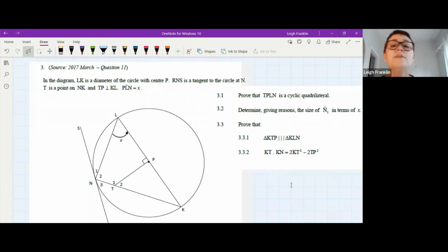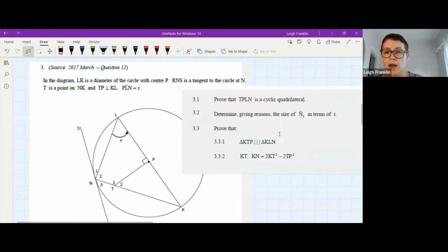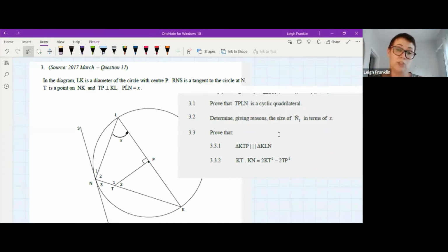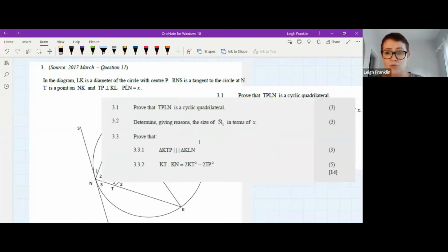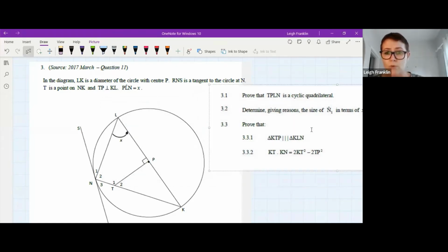Now, the other reason why I love this question is because it asks us to prove that TPLN is a cyclic quad. And if you guys are anything like the matrics that I teach every day, I know that proving a quad is cyclic often trips us up. And it is definitely something that you will be asked. So if you are able to do that, it's going to be really nice for you. Bearing in mind, this would be the very last question in the paper, but can you see here that it's out of 3 marks? Of course we want to try and get all the marks that we can.